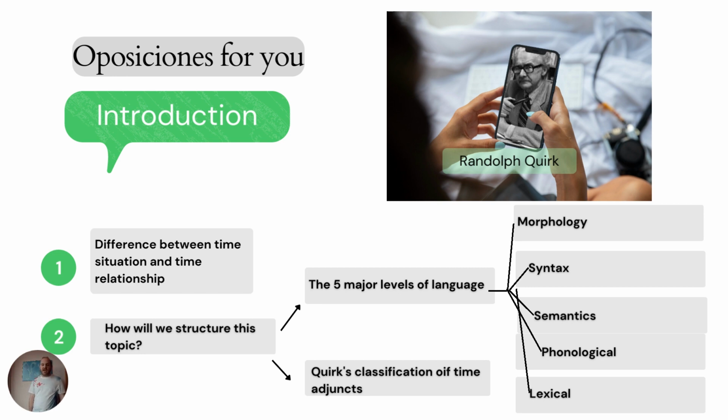Even though phonology and pragmatics for expressing time are very interesting topics, we will focus on the morphological, syntactic, and semantic aspects. Finally, we will follow Quirk's classification of time adjuncts. This classification system organizes the different ways in which we can express time reference in a sentence, making it a useful tool for understanding the complexities of temporal relationships in language.